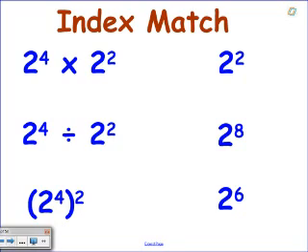2 to the 6. Everyone happy with that? So because we're multiplying them, we add our indices and we draw a line from there to there. And that's what it'll look like in the exam. That's the equivalent of a card match.